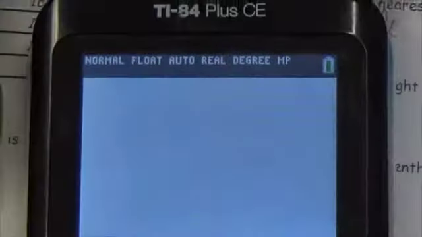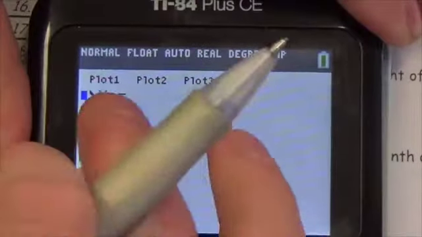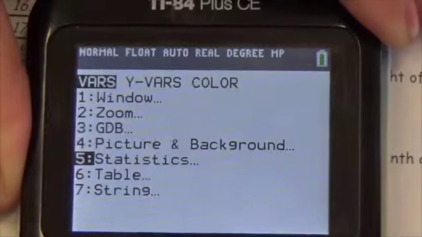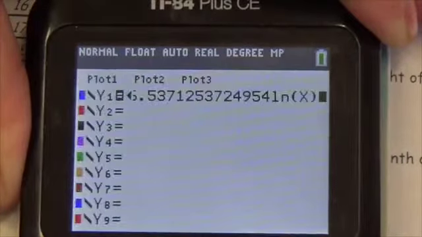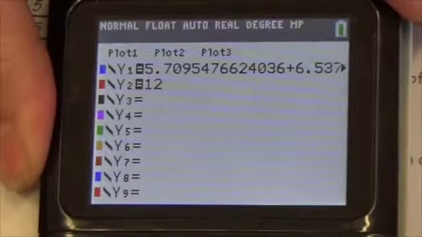The way we typically do this is we go to y equals, delete what's in there already, and put that regression equation in here. So again, vars, down to statistics, grab EQ, there we go. And I'll put 12 feet in here.